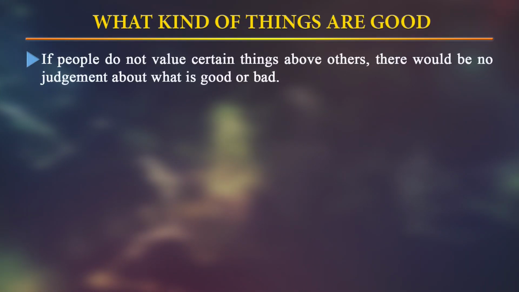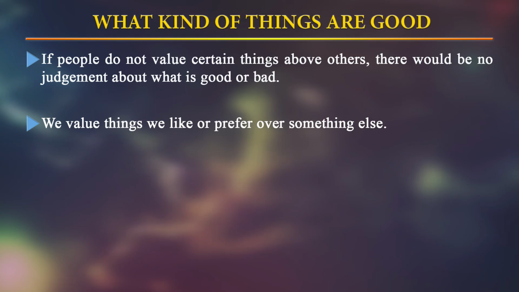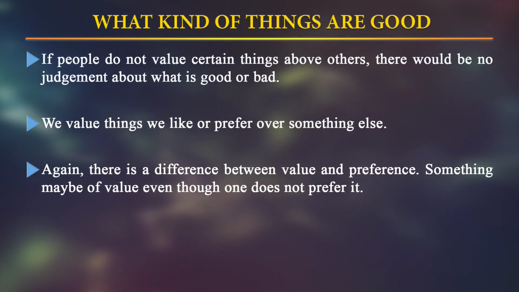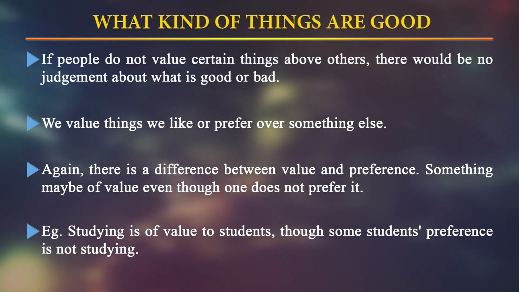Now let us look at what kind of things are good. If people do not value certain things above others, then there will be no judgment about what is good or bad. We value things we like or prefer over something else. Again, there is a difference between value and preference. Something may be of value even though one does not prefer it. For example, not every student prefers to study, but studying is a valuable thing to do.